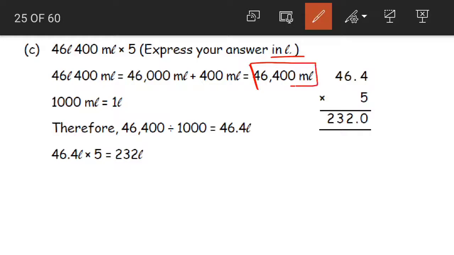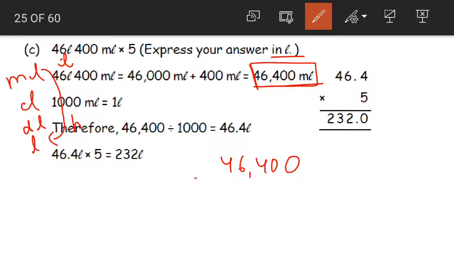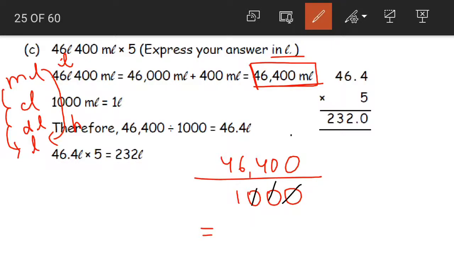So now we have to convert this entire thing into liters. Milliliters converted into liters, lower converted into a higher. So we have to divide 46,400 by how much should we divide, children? 1, 2, 3 jumps. We need 3 jumps. So 46,400 divided by 1000. What will be our answer? We have 3 zeros in the denominator. So after 3 digits from the right, we will place our decimal point.